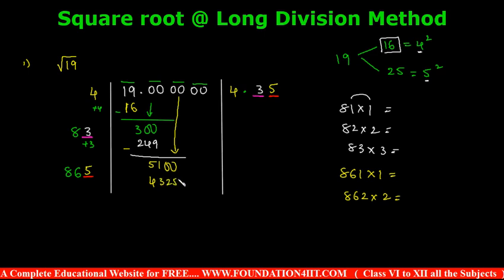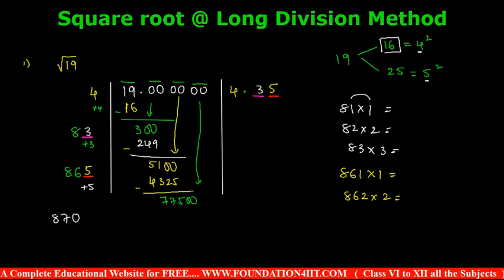4325. Because 866 into 6 is more than 5100, so you can take less. Then after subtracting this, 5100 minus 4325 is 775. Next set, 2 zeros you can take. So what we have to do, always whatever the number's units place, add again one more same number. Whatever the units digit is, you can add another number. 865 plus 5 is 870.